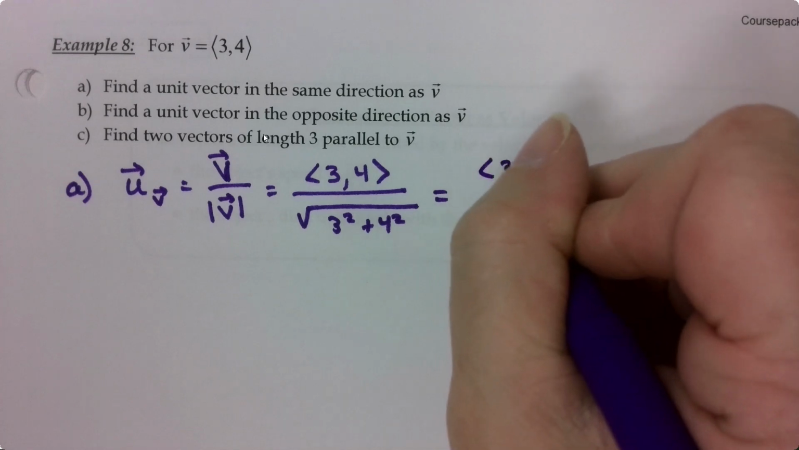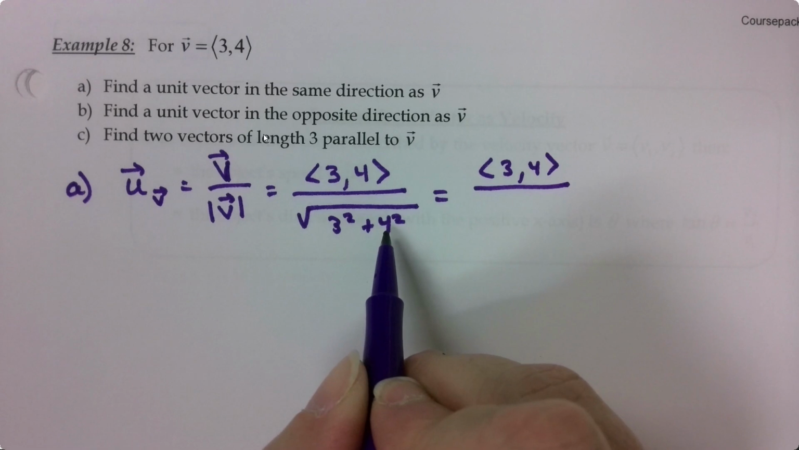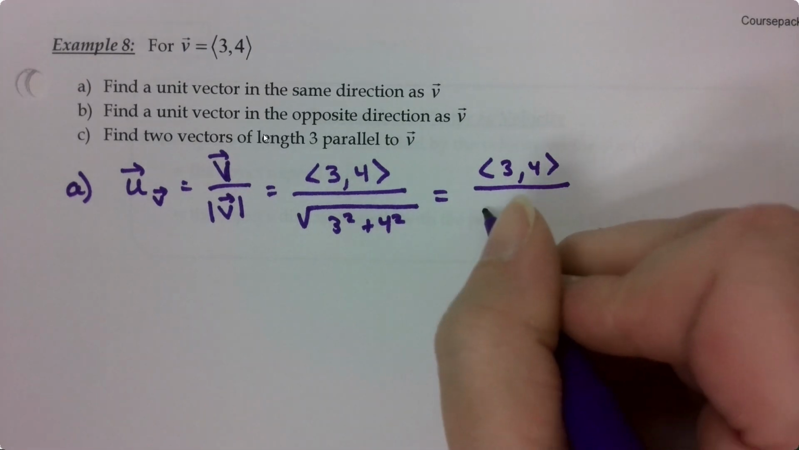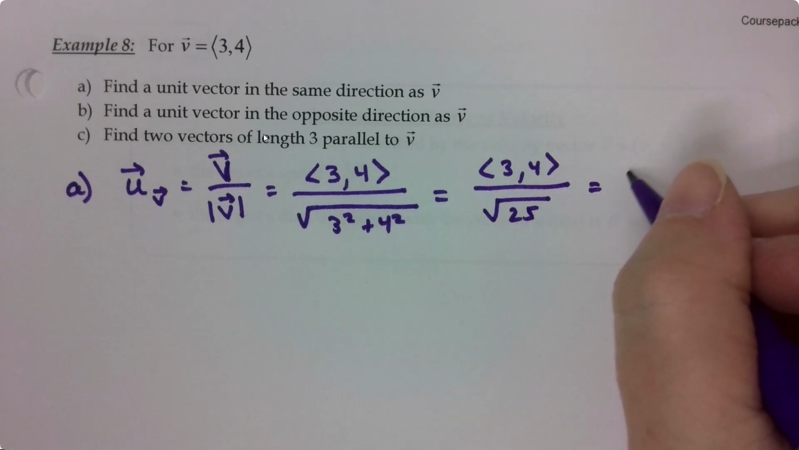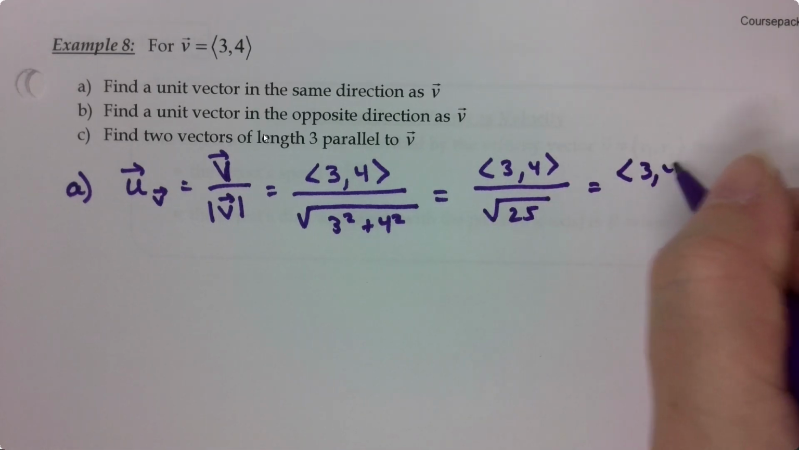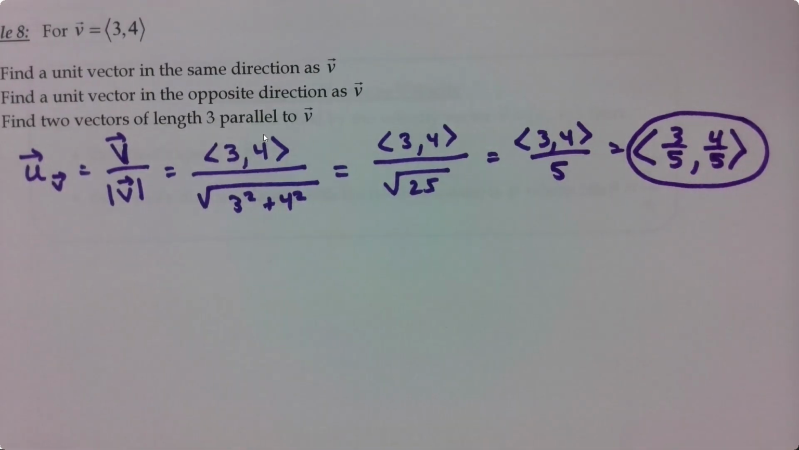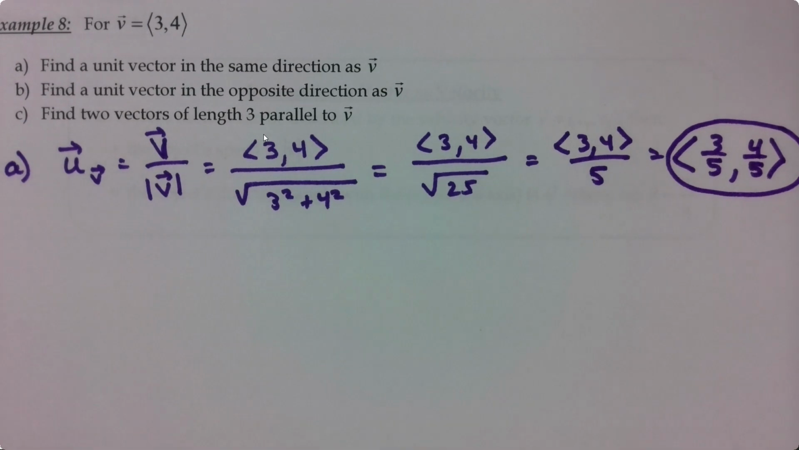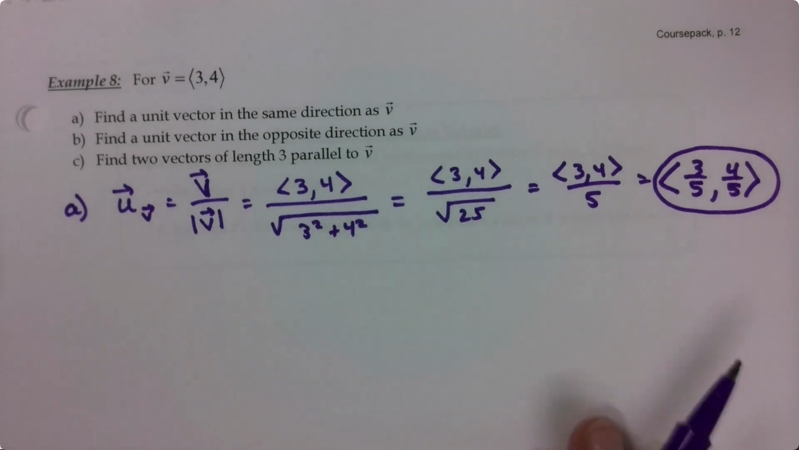Okay, so that's (3, 4) divided by, that's 9 and 16, right? So 9 plus 16 is 25. So that would be 5. So that's (3, 4) divided by 5, and that would be (3/5, 4/5). There, I zoomed my camera out a little bit to try to get the whole page. All right, so that's lovely, wonderful.